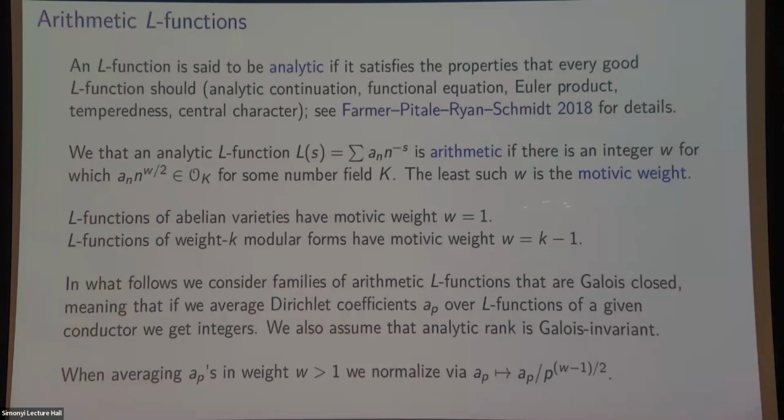There's an unfortunate collision of terminology here. The motivic weight is not the same as the weight of a modular form. It's off by 1. So a modular form of weight 2 has motivic weight 1. Abelian varieties have motivic weight 1. Most of the L-functions we're going to see in this talk are motivic weight 1, but we'll see a few of weights 3 and 5.